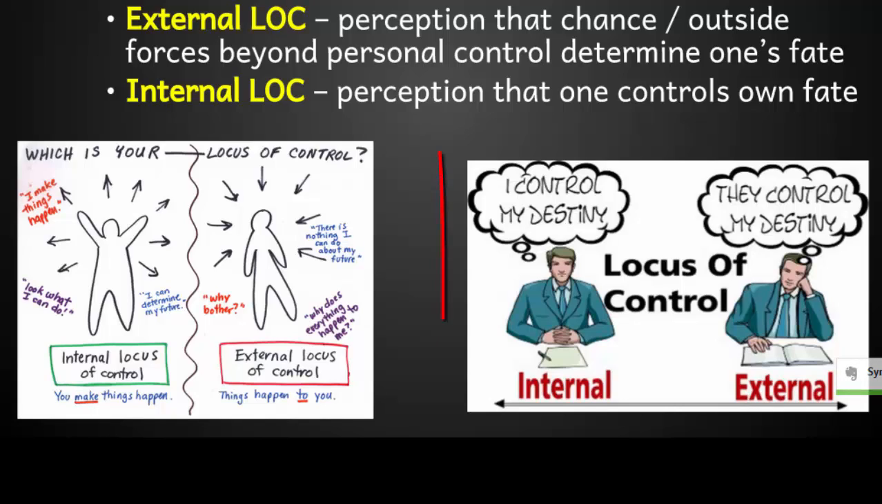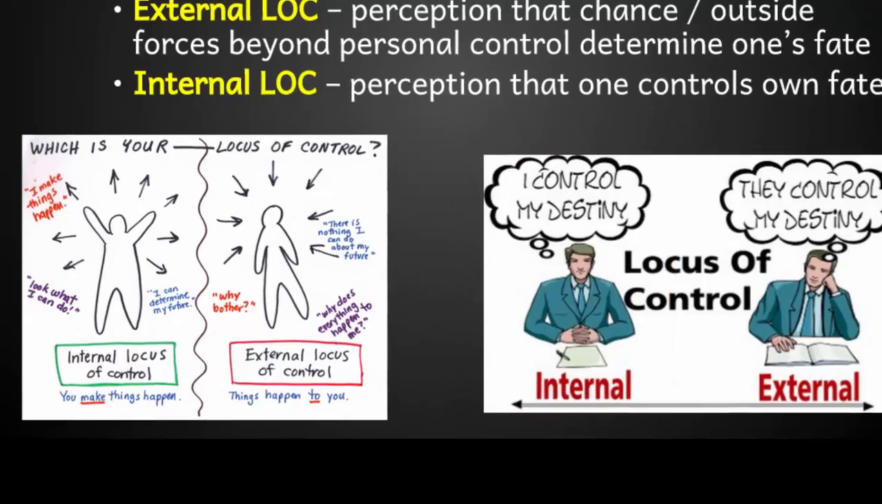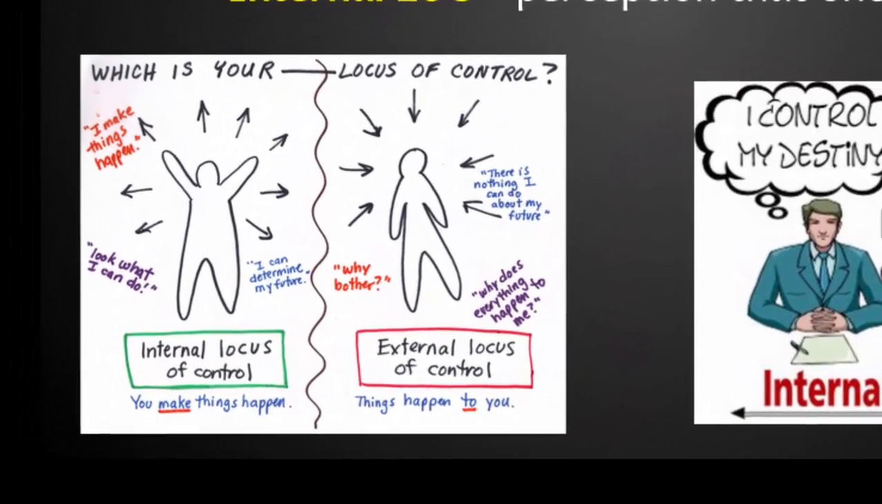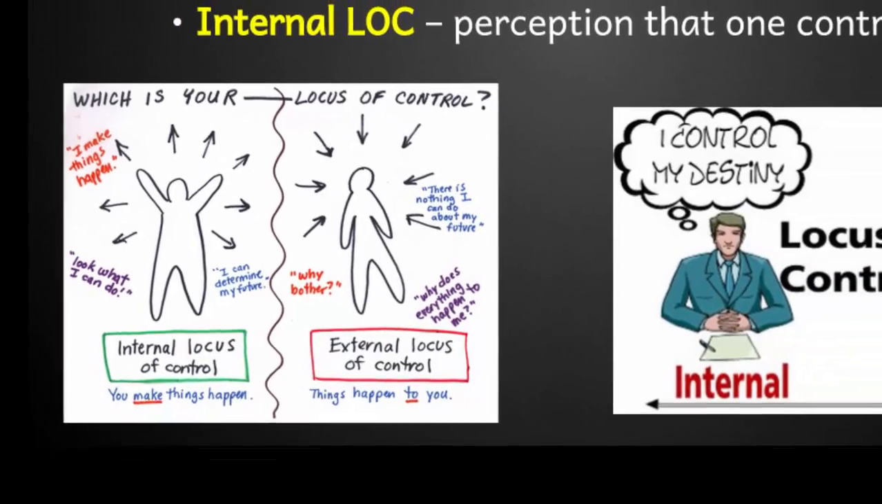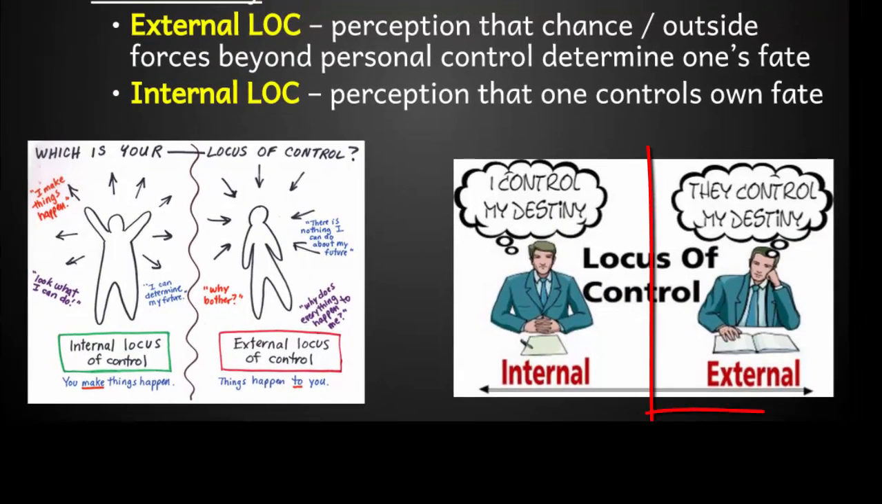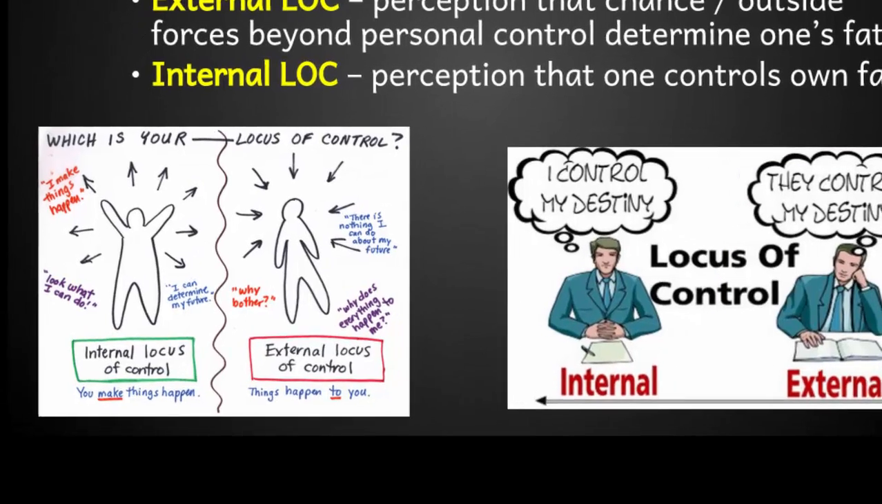If I have an internal locus of control, it means that I feel like I control my own destiny. I control my own fate. And you can see on the left some of the things that we believe when we have an internal locus of control. An external locus of control is the idea that chance or outside forces beyond my control determine my fate. They control my destiny, or I don't have control over my environment.